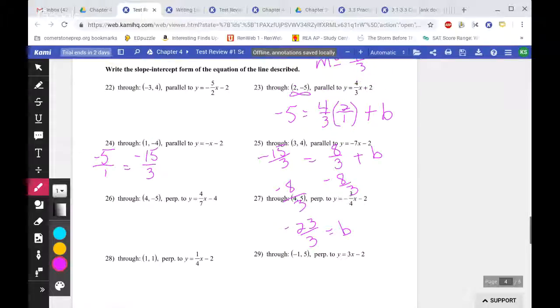So the answer to number 23 is, I'm going to write it over here. Y equals, because I'm going to plug everything that I know back in, 4/3 x minus 23 over 3.